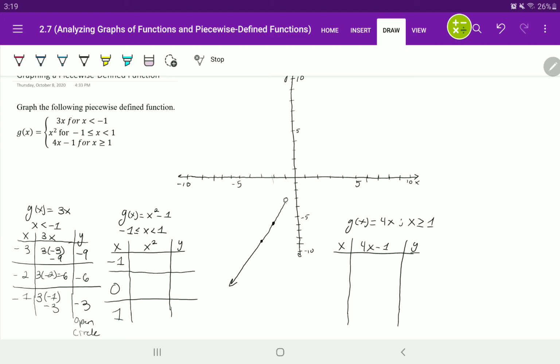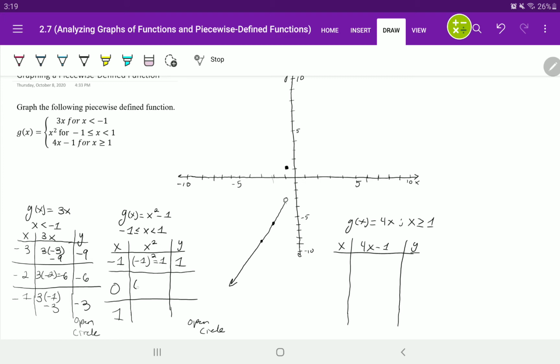But we know if I insert +1 into here, +1 cannot be less than +1. So this value here will also be an open circle. So we're going to plug that in. If x is -1, -1 squared is going to come out as +1. So it's going to be the coordinate of x is -1, y is +1, which is going to be right here.